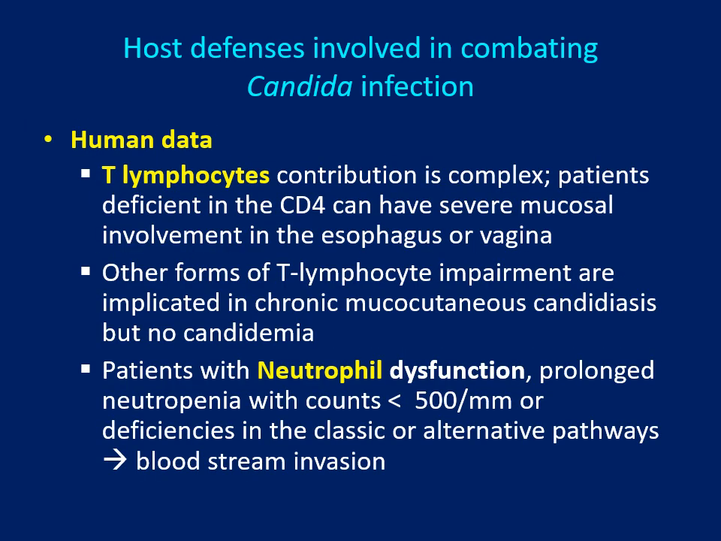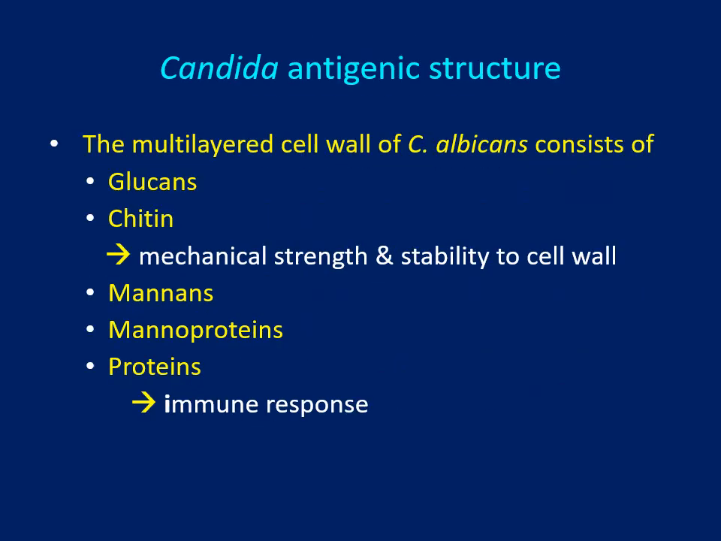What about the human data? In people who have low T lymphocyte function, mainly CD4, they can have severe esophageal and invasive candidiasis. Other forms of T lymphocyte impairment are implicated in chronic mucocutaneous candidiasis, and patients with neutrophil dysfunction, mainly below 500 per ml, will develop invasive bloodstream infection and invasive Candida infection.